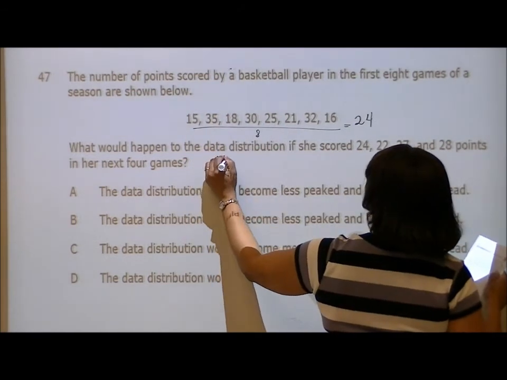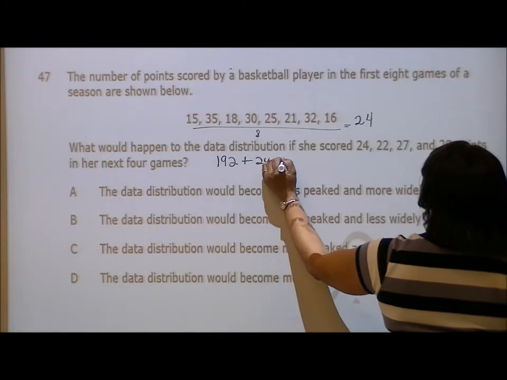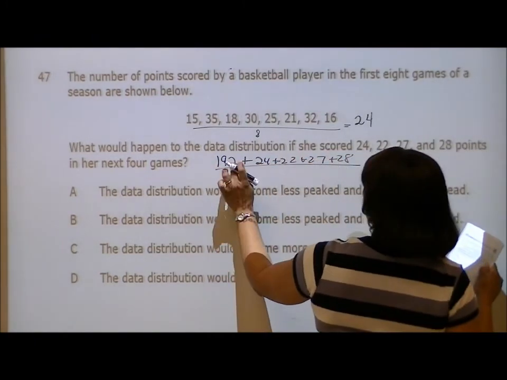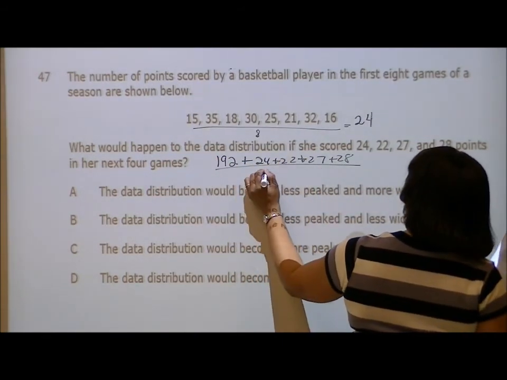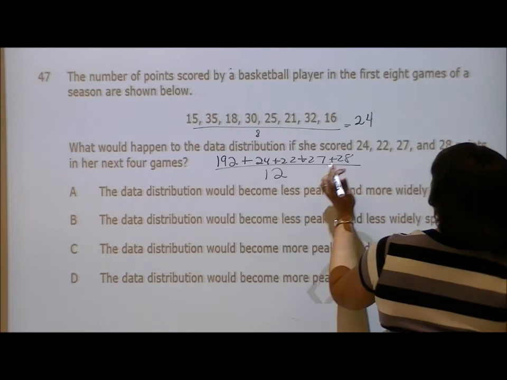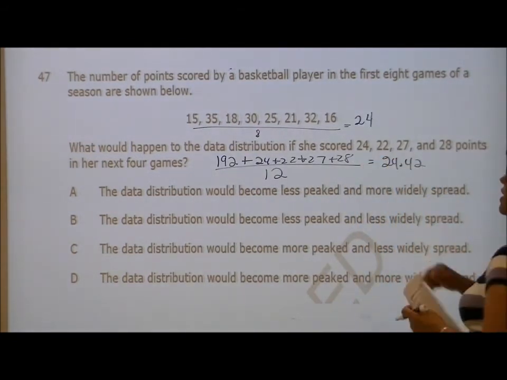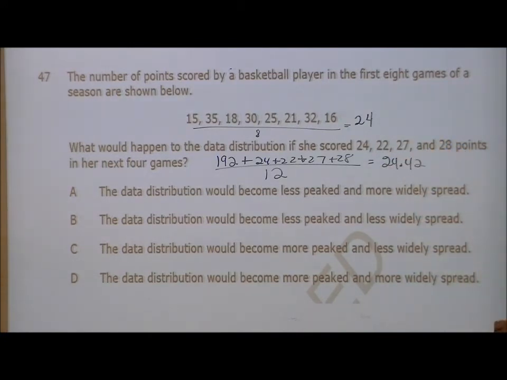So I put 192, plus then I combined these, I added these in. 24 plus 22 plus 27 plus 28. That makes 12, because that's 8, those are the 8, 9, 10, 11, 12. So now we're going to divide by 12, and I got 24.42. These means are very close to each other, they're very close. The distribution will become less peaked and more widely spread.